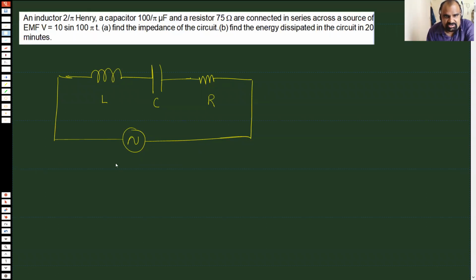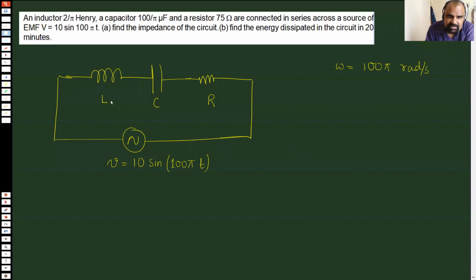For this AC source, the instantaneous voltage is given to be 10 sin 100 pi t. It's very clear that this 100 pi is the omega, because whatever is the coefficient of t, that is your omega.